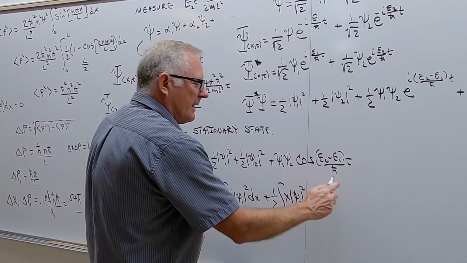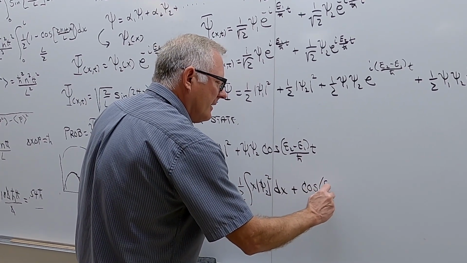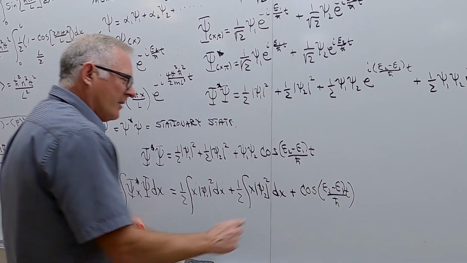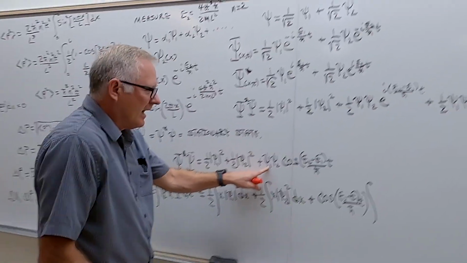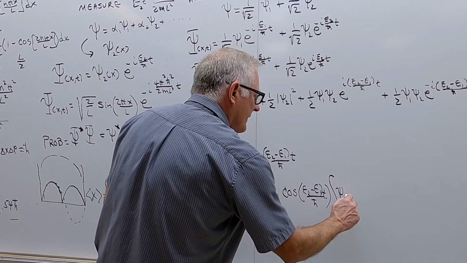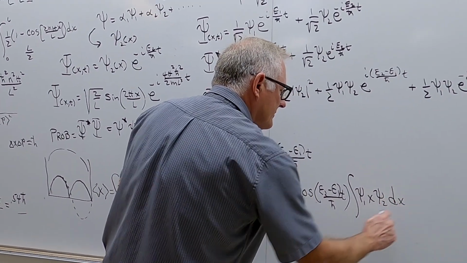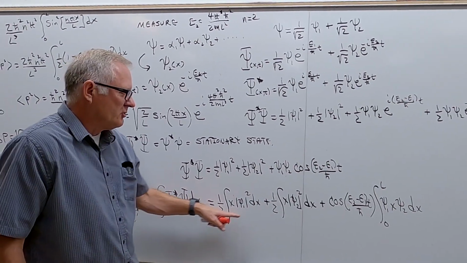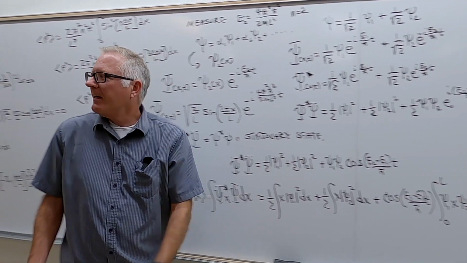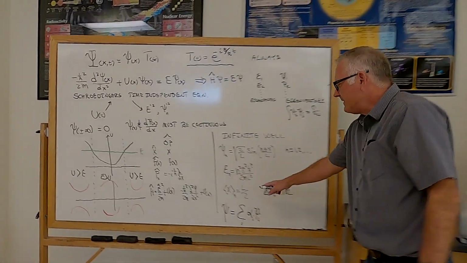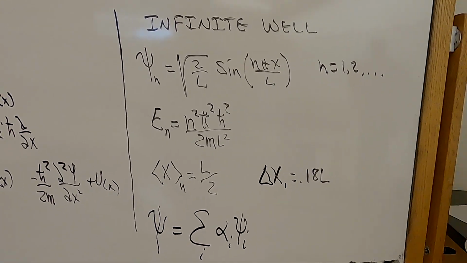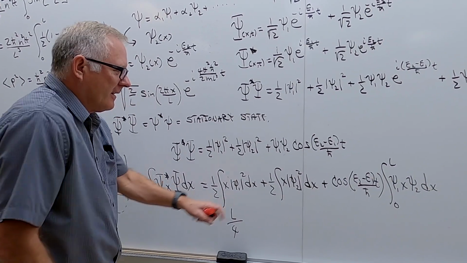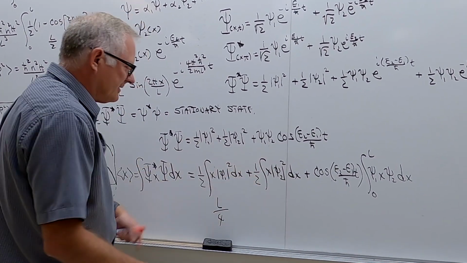the last term right here, we're putting an x in here, and we're integrating it. But the cosine has nothing to do with x, so I can bring that out in front of the integral: cosine of E2 minus E1 over h bar t. And then we get the integral of psi 1 x psi 2 dx from 0 to L. Okay, well, we've already done the first one. This is just the average position when you're in state 1. Well, we already said the average position for all of them is L over 2. So we know this one is just going to give me L over 2 times a half, so that's L over 4. This is L over 2, because it's true for all the states, divided by 2, so this is another L over 4.